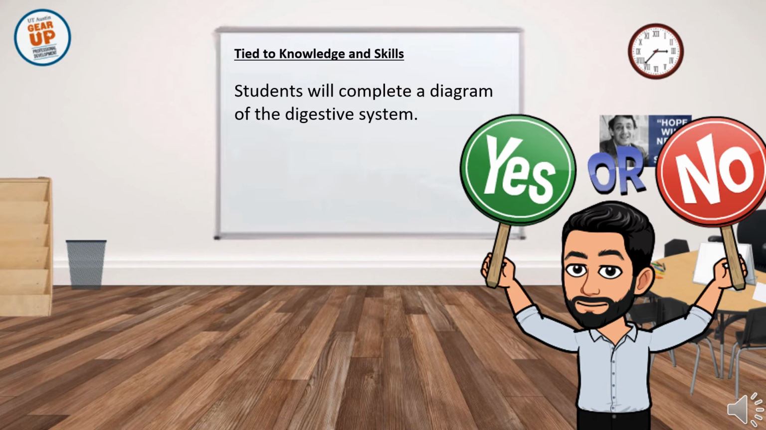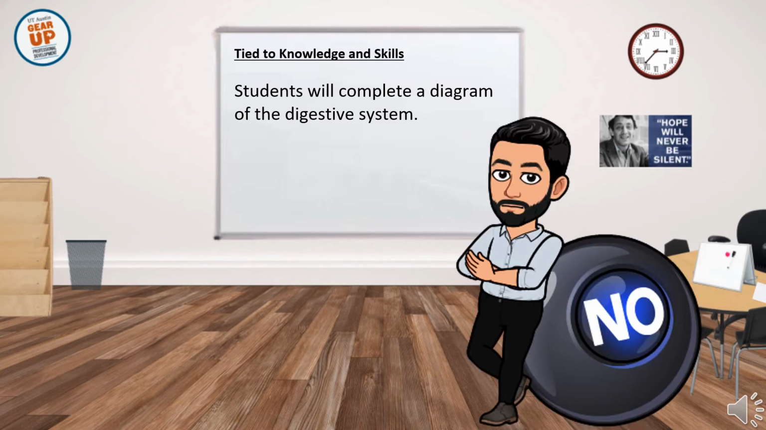Criteria 3 states that the objective is tied to knowledge and skills rather than an activity, meaning it's linked to student learning and performance. Here's a potential objective I will dissect based on criteria 3. Students will complete a diagram of the digestive system. This objective states what students will do, complete a diagram. Because it's tied to an activity for students to demonstrate their learning, this is a non-example and labeled as ineffective.